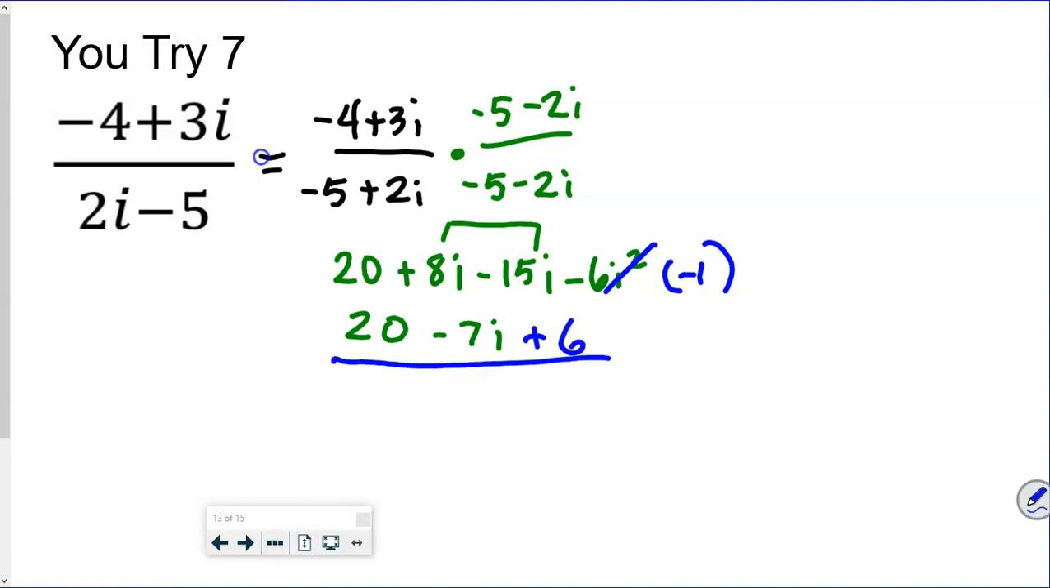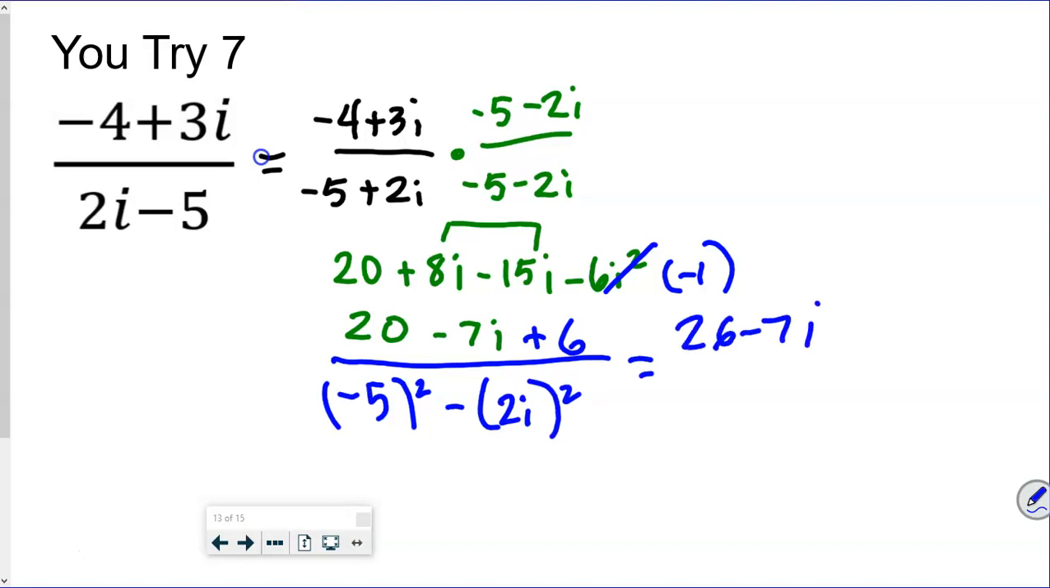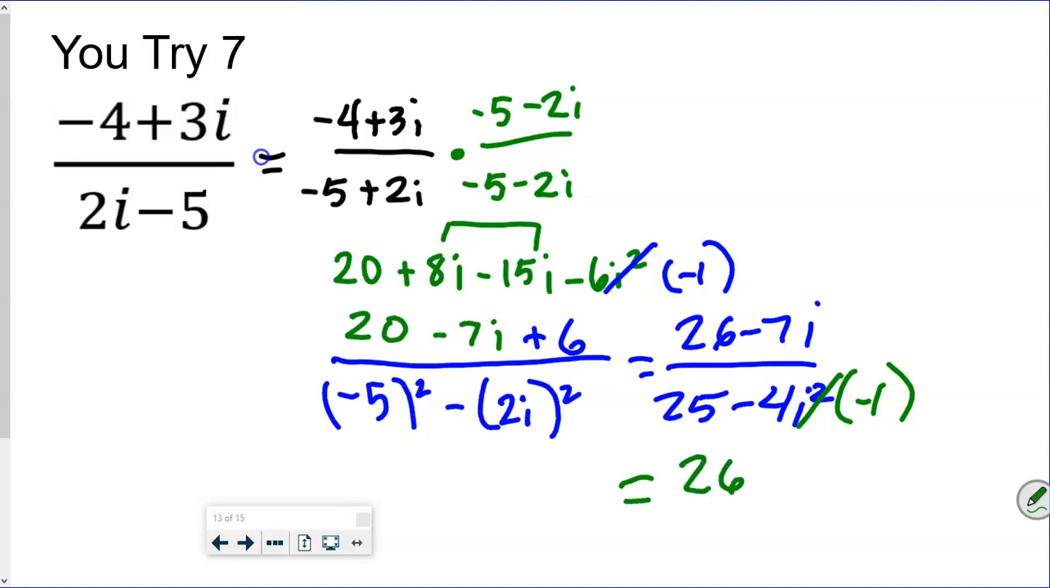And then over here, we're going to, again, do our denominator. So we're doing negative 5 squared minus 2i squared. So that's going to give us 26 minus 7i. And that's 25 minus 4i squared. Keeping in mind, again, this changes to a negative 1. So we're going to actually add the 4 to the 25. So our final answer is going to be 26 minus 7i over 29. Because remember, we're going to add that 4.